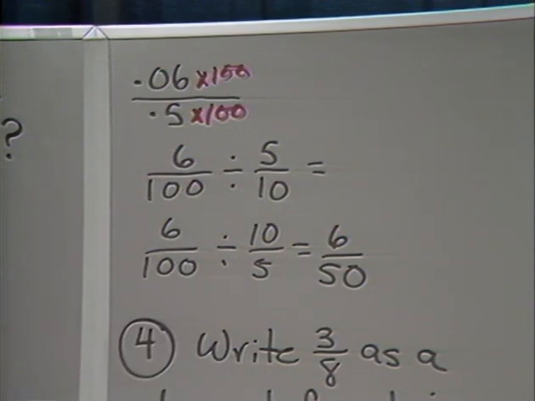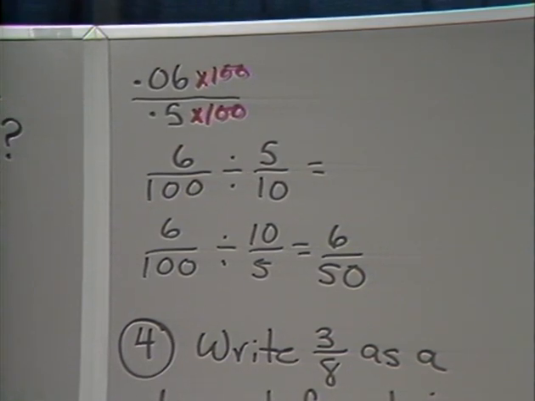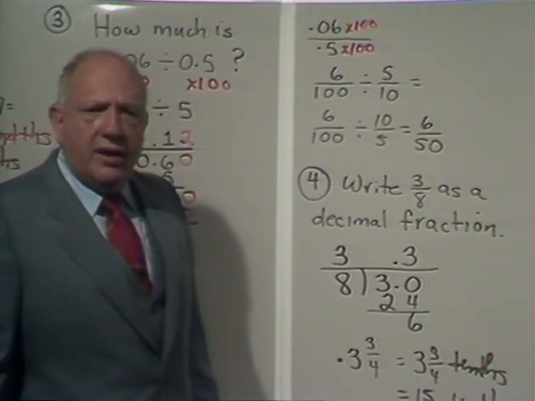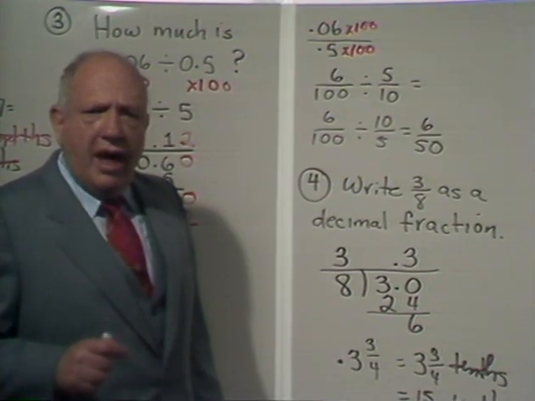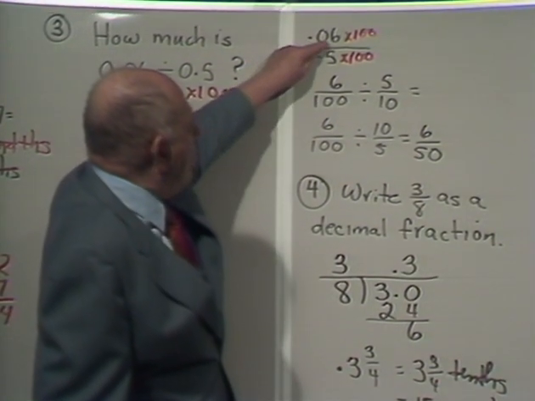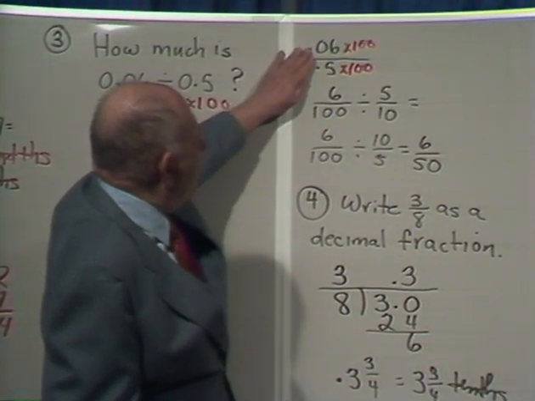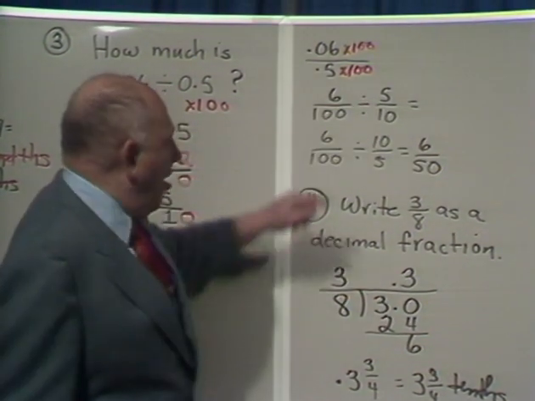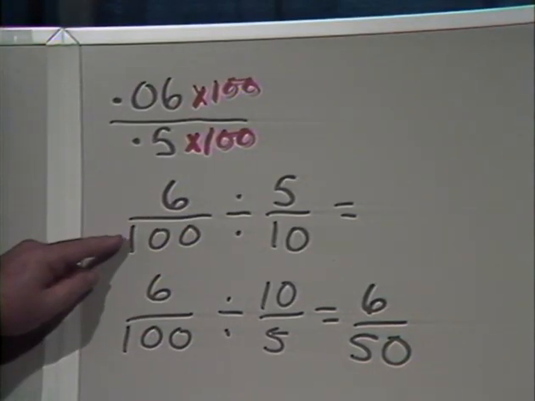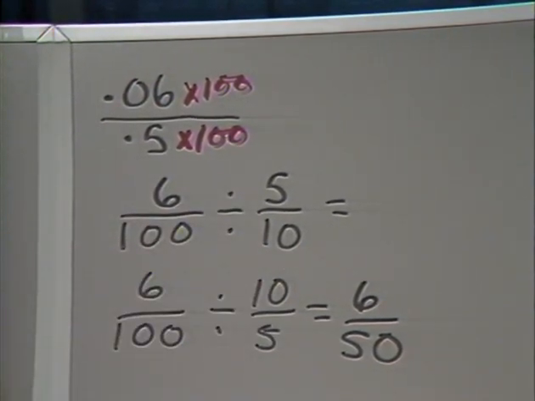6 over 50. Another way of doing this problem, if you don't like decimals, is to use the second language. We said that we could always convert from mixed numbers or decimals into the language of common fractions. Remember, 0.06 is what? 6 over 100. And 0.5 is 5 over 10. So written as a common fraction, the problem becomes 6 over 100 divided by 5 over 10.